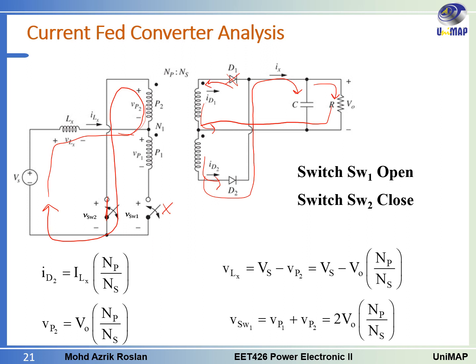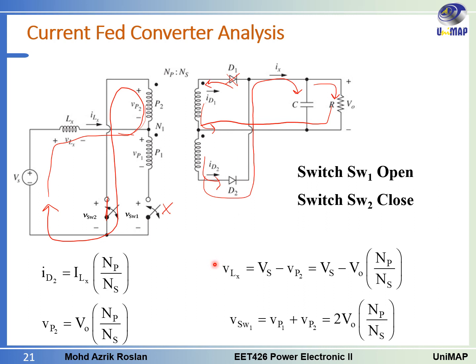Okay, so at this particular moment, ID2 will be equal to ILX, the current coming from the primary, multiplied by NP over NS. And for the voltage across primary winding number 2 here, it will be equal to the output voltage multiplied by NP over NS. So the voltage here will be projected to the primary circuit.